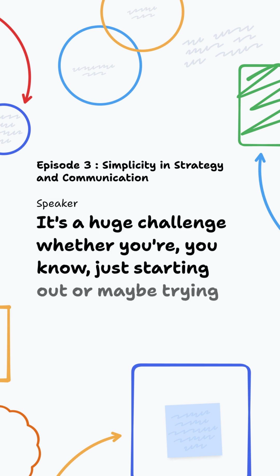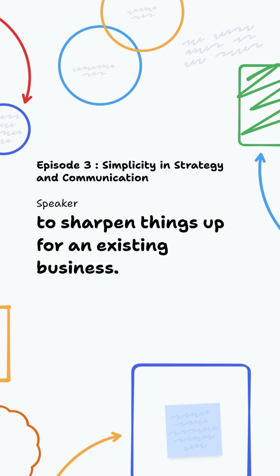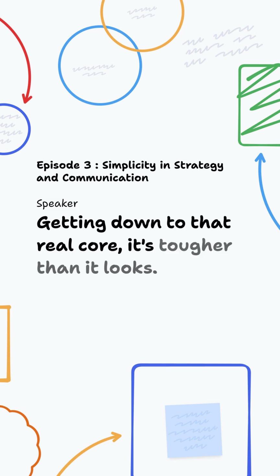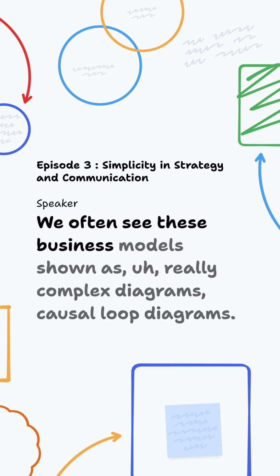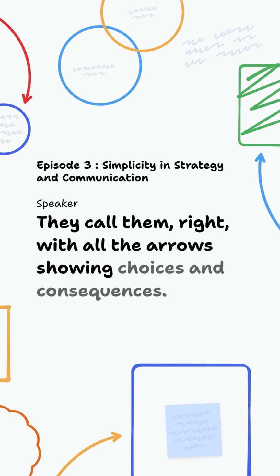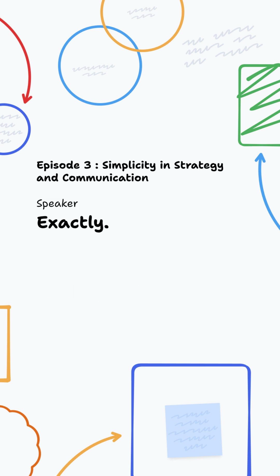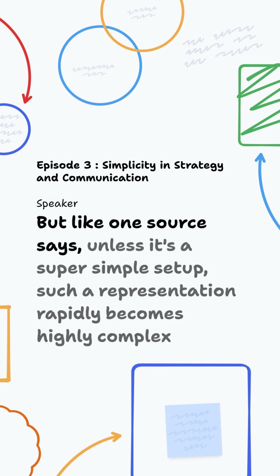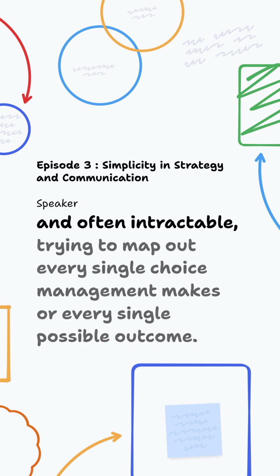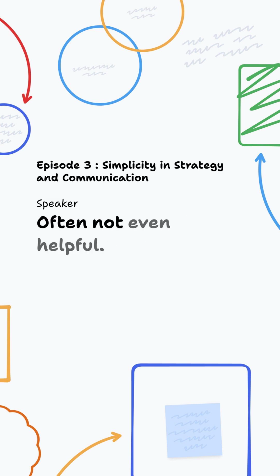Whether you're just starting out or maybe trying to sharpen things up for an existing business, getting down to that real core, it's tougher than it looks. We often see these business models shown as really complex diagrams, causal loop diagrams, they call them. Right, with all the arrows showing choices and consequences. Exactly. Intricate links. But like one source says, unless it's a super simple setup, such a representation rapidly becomes highly complex and often intractable, trying to map out every single choice management makes or every single possible outcome. It's not practical, often not even helpful.